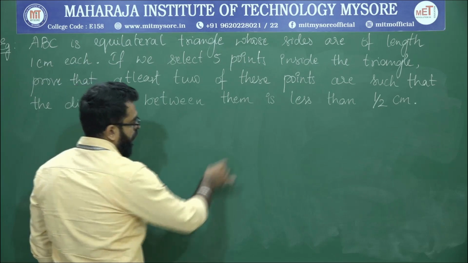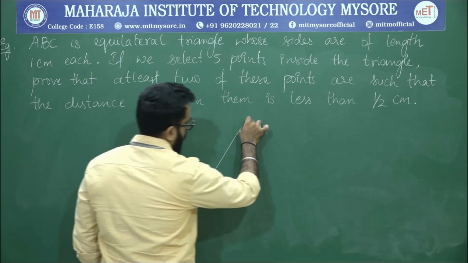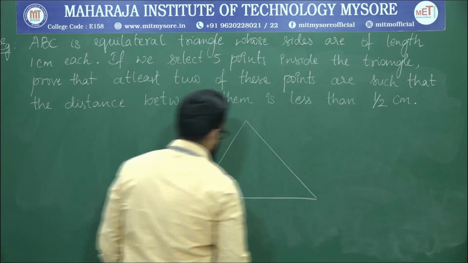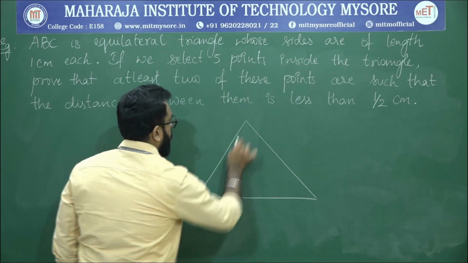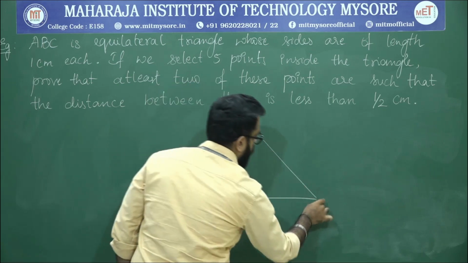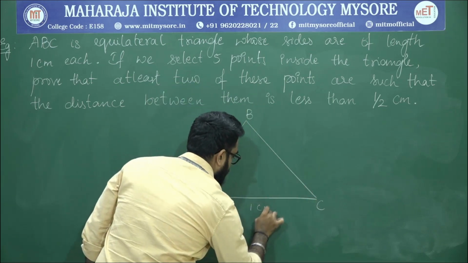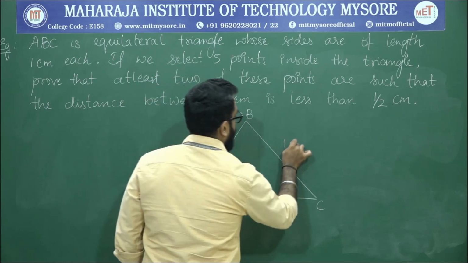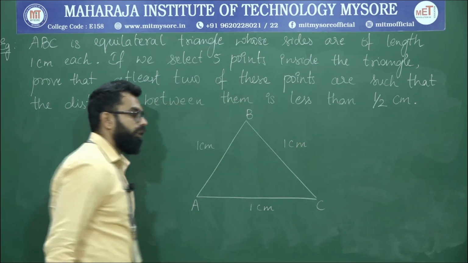Basically, consider the triangle ABC. We try to draw it like this. Consider this as the triangle ABC with sides of length 1 centimeter each.